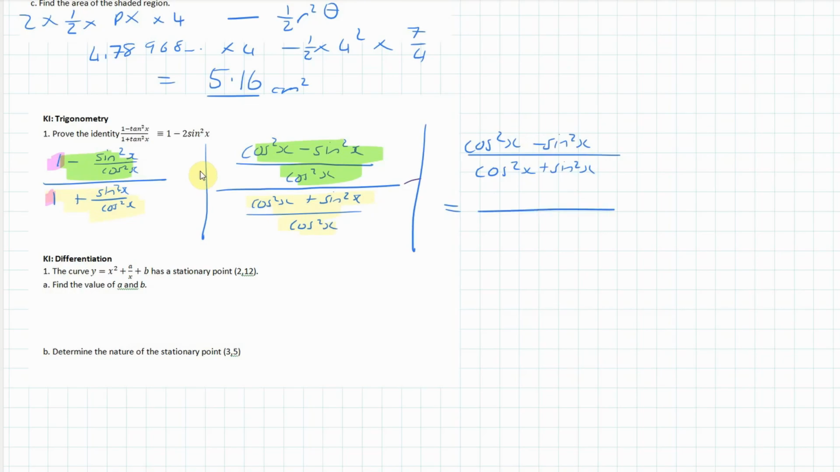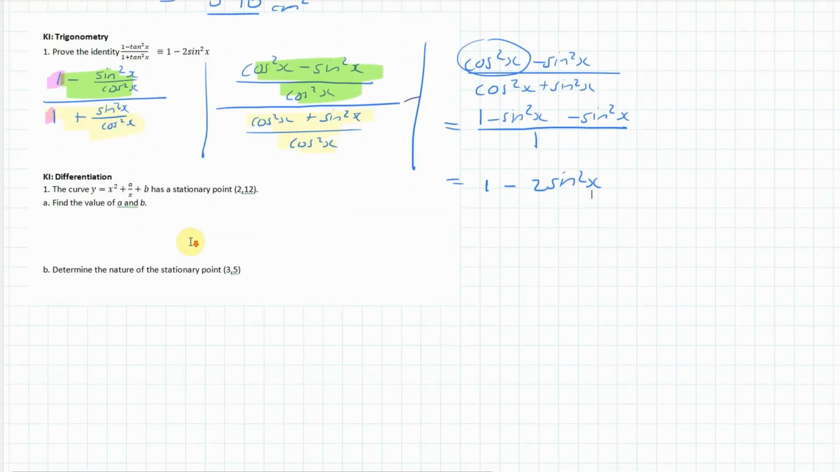Okay, so this bit here is equal to 1. So we have a 1 there. And then we can replace this cosine squared x with 1 minus sine squared x. And I've already got a minus sine squared x there. And you can see that that gives me exactly what I want, which is 1 minus 2 sine squared x.